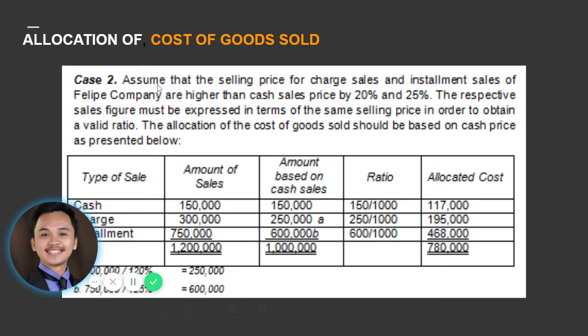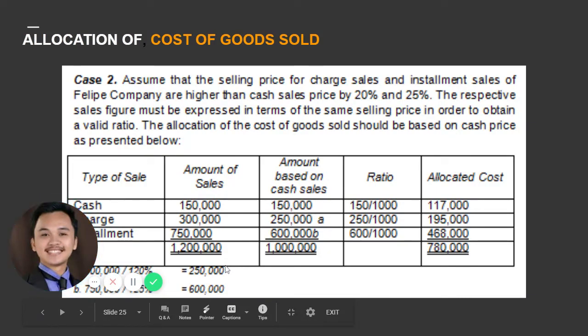Again, case 2: assume that the selling prices for the charge sales and installment sales of Felipe Company are higher than cash sales by 20% and 25%. The respective sales figures must be expressed in terms of the same selling price in order to obtain a valid ratio. So the allocation of cost of goods sold should be based on cash price as presented as follows. If their markups are different, according to the standard, we need to equalize them. In this case, our basis is cash. So we convert charge and installment based on cash. So 150 is our basis.